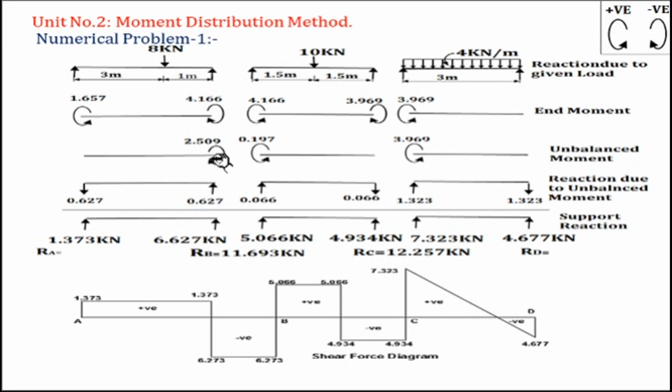So by keeping the arrow up, automatically your moment will be rotated in anti-clockwise sense. Again I repeat, this is the unbalanced moment 2.509 divided by span 4, you have a value 0.627. Show it below the maximum and keep it up, so it will add in this minimum moment. When it adds in this minimum moment, it will automatically balance this 4.166. If it is up here, it should be down at the other end, same magnitude.